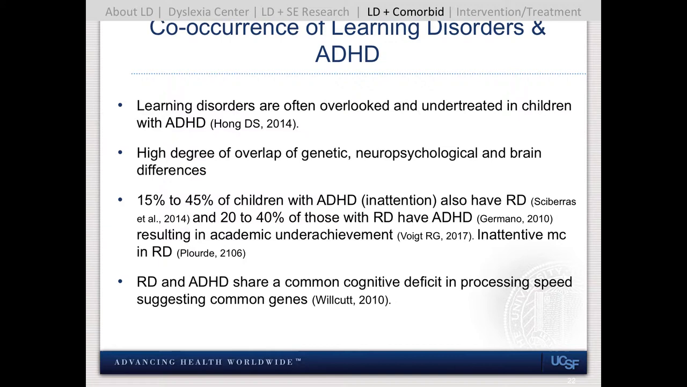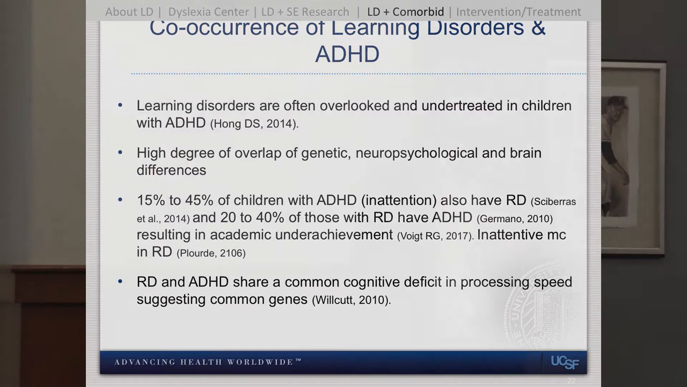And they share a common cognitive deficit in processing speed, suggesting that common genes might be involved. So when we see people that have ADHD, they often have deficits in processing speed. We see kids with reading disorder, they do as well. Not everyone, but there's a kind of linkage that makes us think they might be going together.